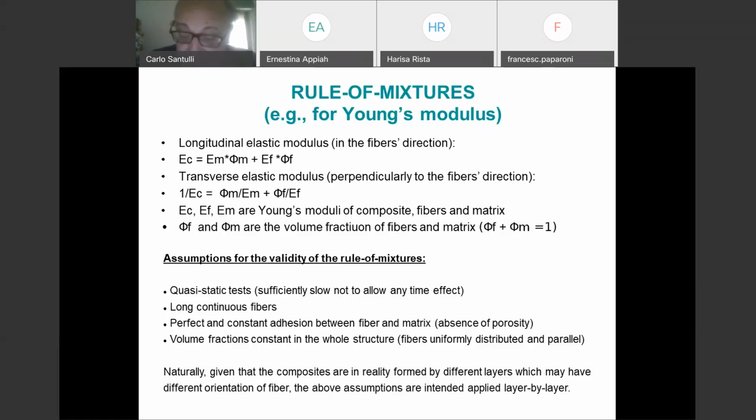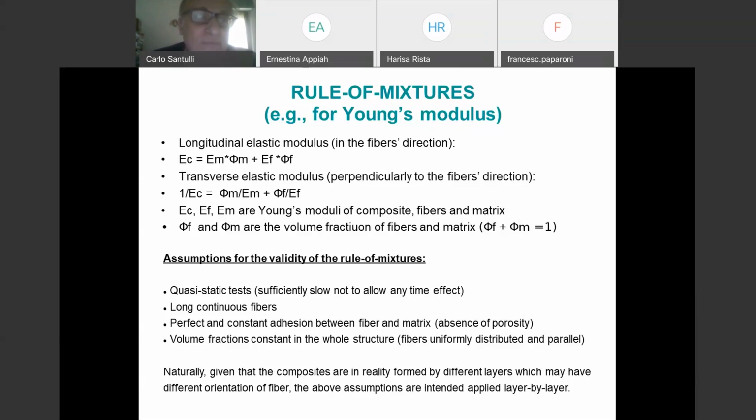So another assumption is that there is perfect bonding between the fiber and the matrix, and you can imagine how true this can be. This is far from true. The fibers can be long and continuous, needs to be long and continuous. This can be done because I can manufacture the material as I want. And volume fractions are constant in the whole structure, which is roughly true for carbon fibers. For glass fibers, it's already not very realistic because I might have resin pockets, etc.